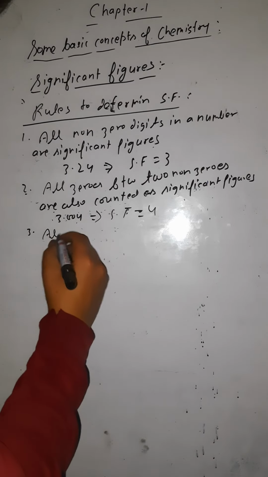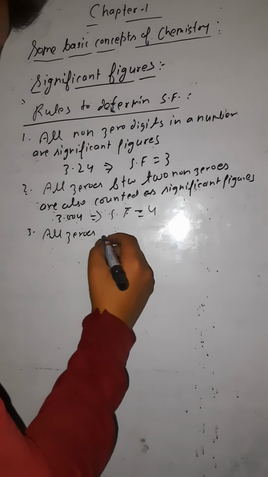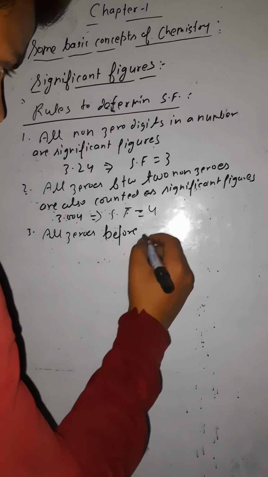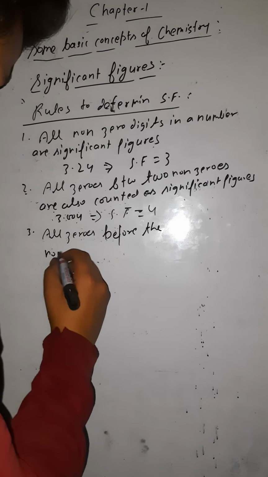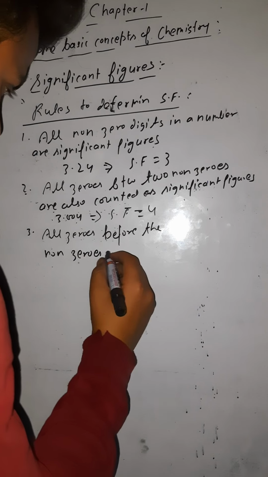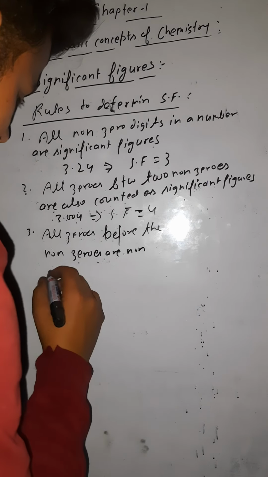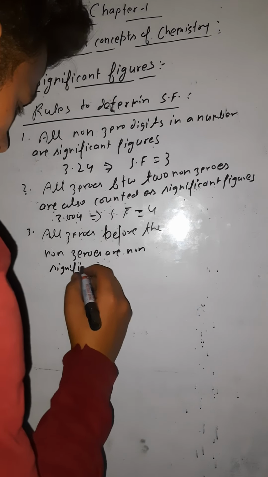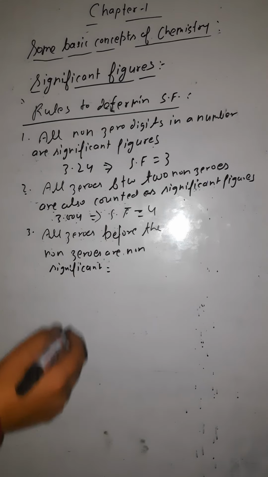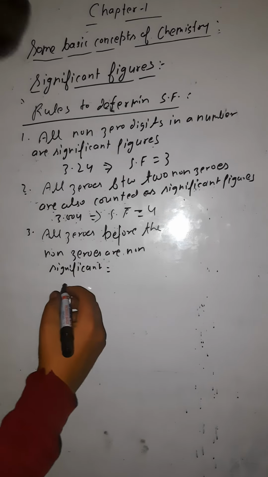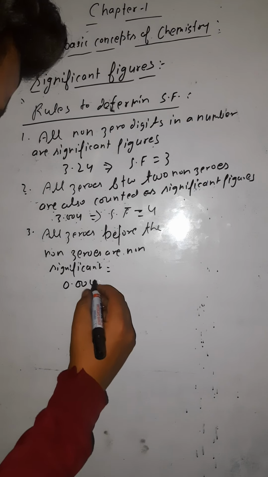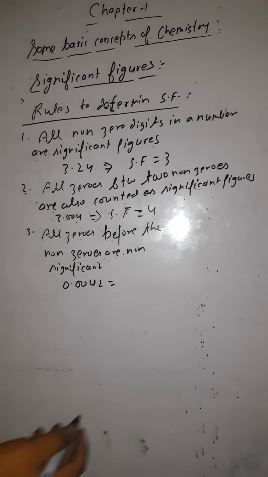The third rule says that all zeros before the non-zeros are non-significant. That you have to remember. All zeros before the non-zeros are non-significant. What does this mean? Let me write a number here. Let's say it is 0.0042. Now if you are to write the significant figures, how many are here?